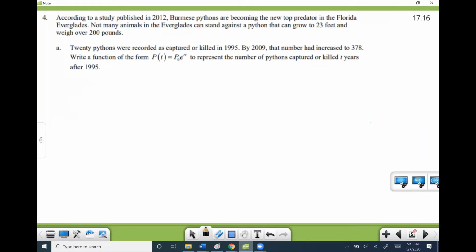According to a study published in 2012, Burmese pythons are becoming the new top predator in the Florida Everglades. Not many animals in the Everglades can stand against a python that can grow to 23 feet and weigh over 200 pounds. Scary. Oops. Sorry, you guys.